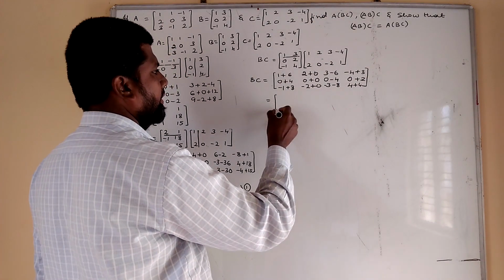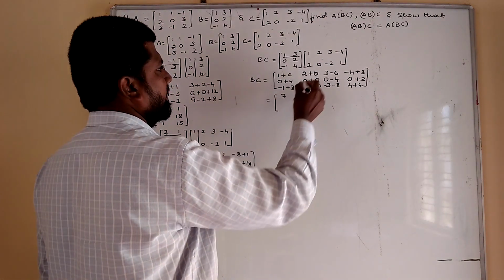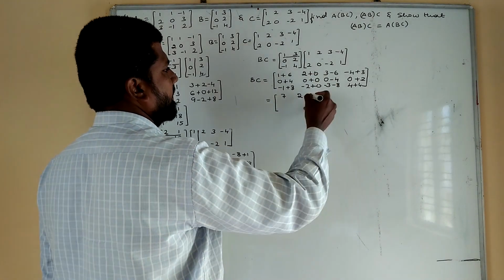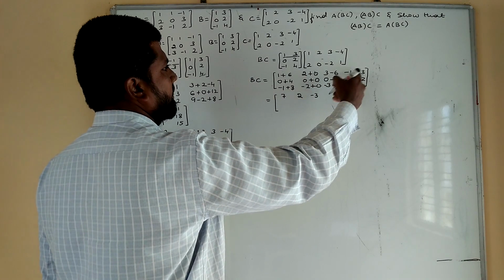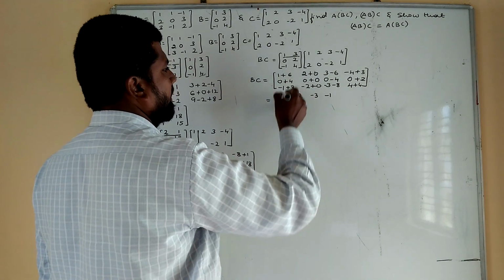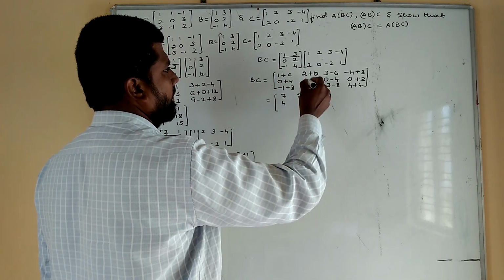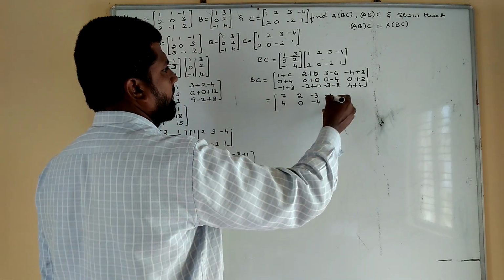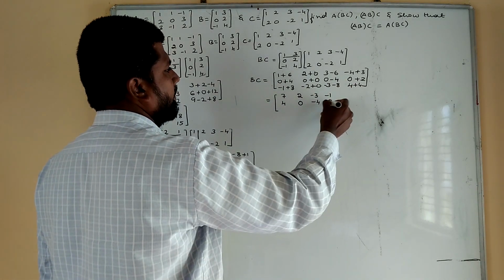So 6 plus 1 is 7. 2 plus 0 is 2. 3 minus 6 is minus 3. Minus 4 plus 1 is minus 1. Then 0 plus 4 is 4. 0 plus 0 is 0. 0 minus 4 is minus 4. 0 plus 2 is 2.